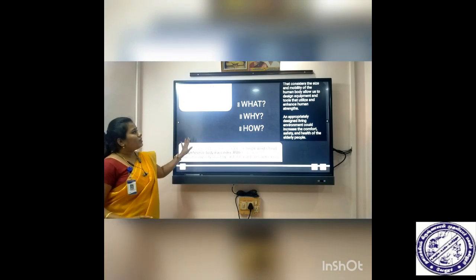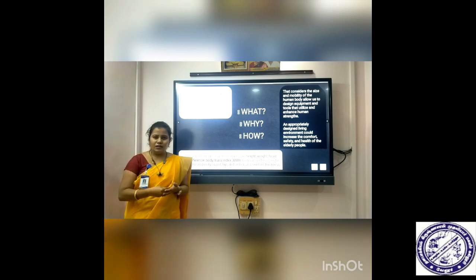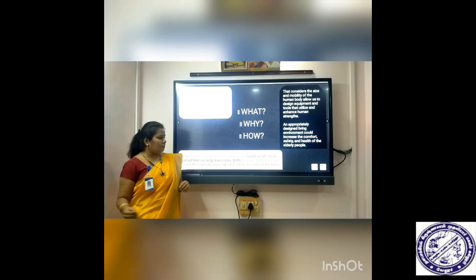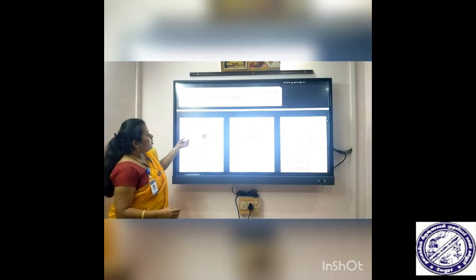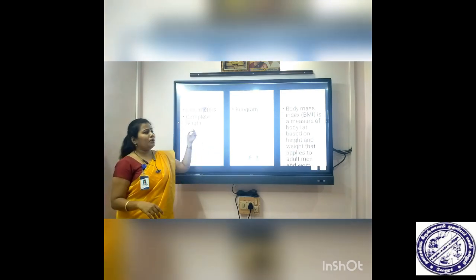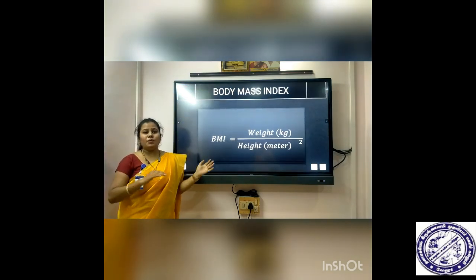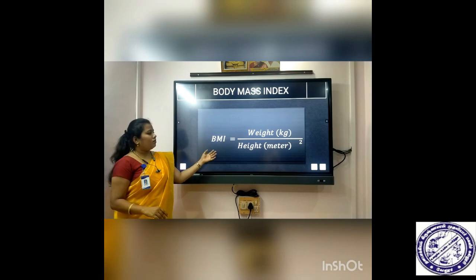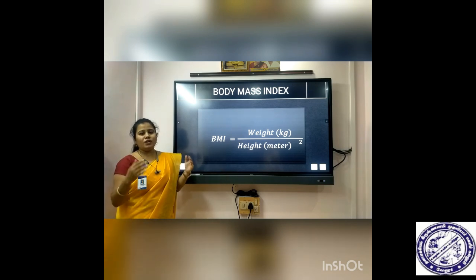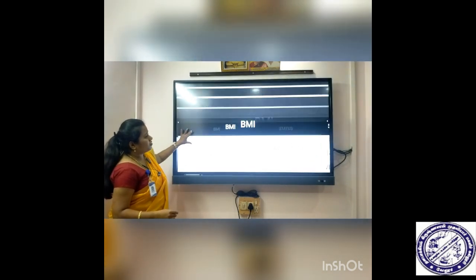So what is anthropometry? Anthropometry is nothing but the basic knowledge about height and weight. We need to get their height and weight, and with these we need to calculate their BMI, body mass index. Body mass index tells whether their weight is appropriate for their height. The formula for that is weight in kg divided by height in meter square. From that, these are the BMI interpretations.